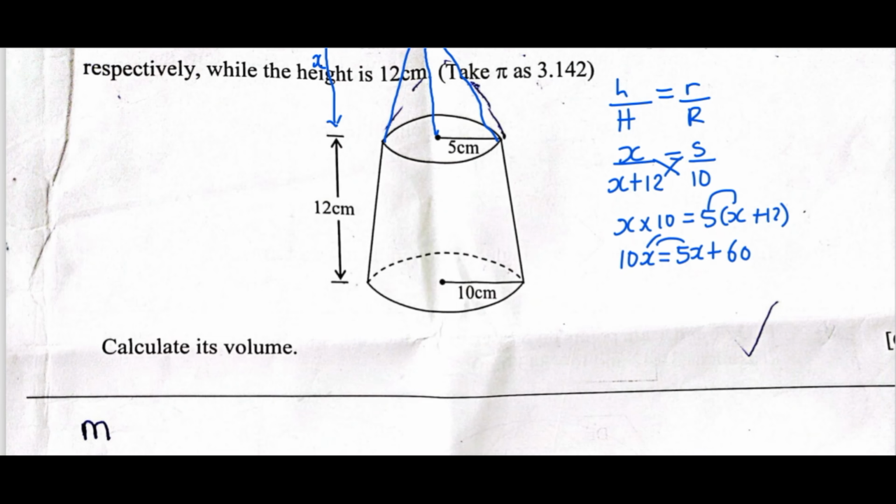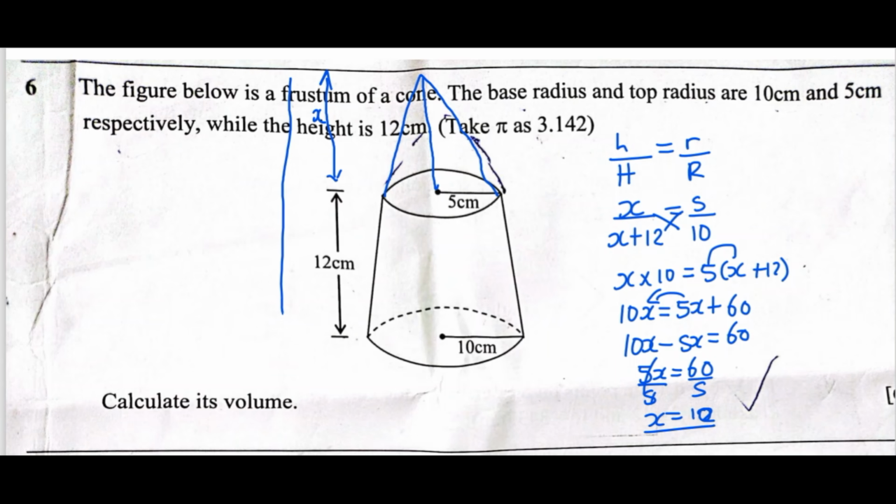Then we can collect the like terms here. So 10x minus 5x is equal to 60. 10x minus 5x will give us 5x is equal to 60. Then we divide by 5. Also we divide by 5. So x, what is it? 60 divided by 5, we have 12. Okay, we are correct. So now, this means that the height of the big cone will be 12 plus 12, which is 24.